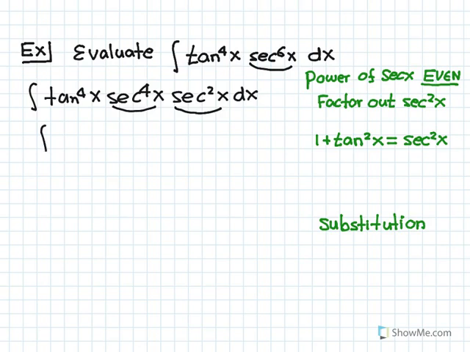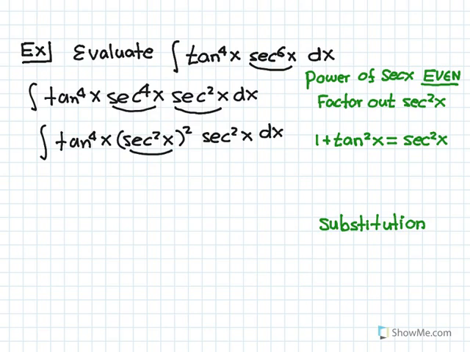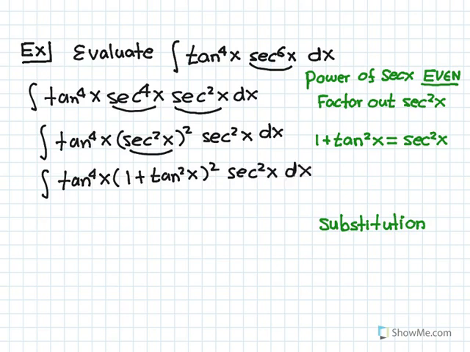All right, so now let's rewrite this as tan to the fourth x times secant squared x, all squared, times secant squared x dx. Now we're going to apply a trig identity and change this part in terms of tangent x. So we have the integral of tan to the fourth x times, secant squared x is just going to be 1 plus tan squared x, all squared, times secant squared x dx. Now you can see the motivation behind these steps.